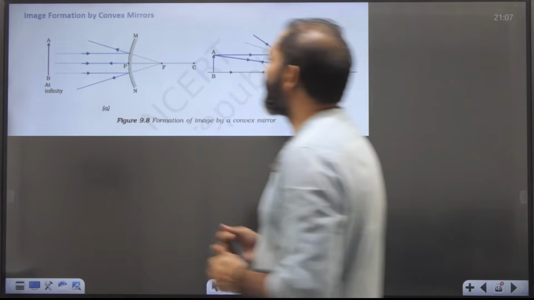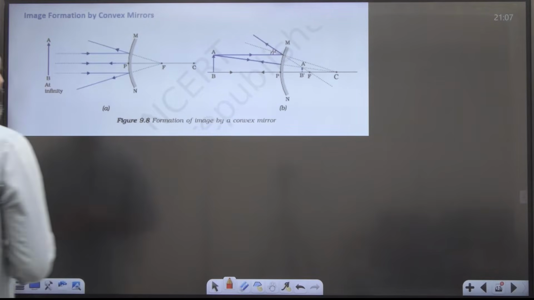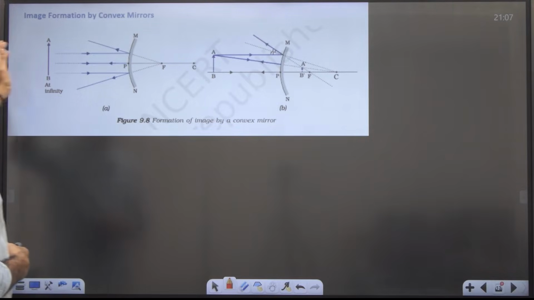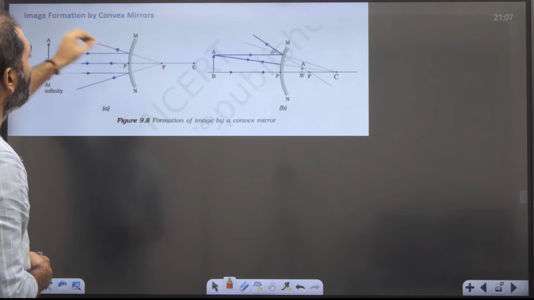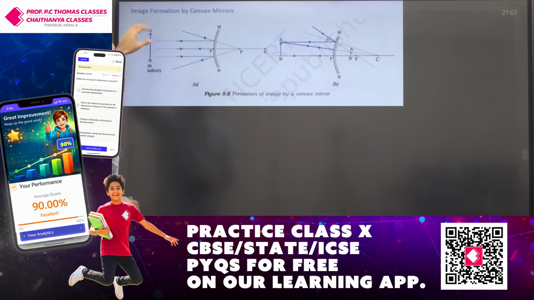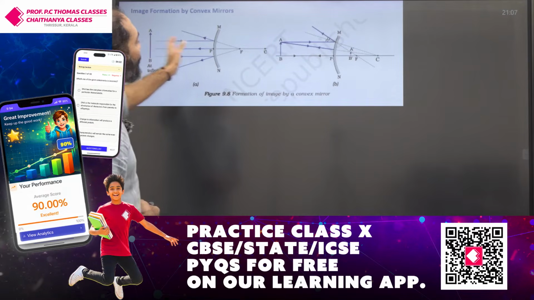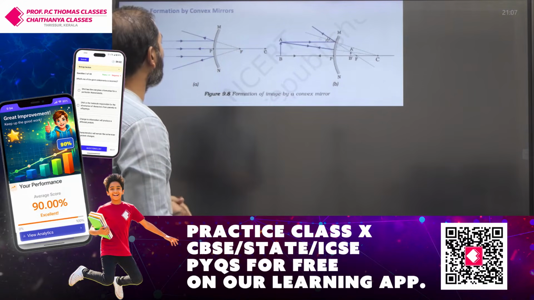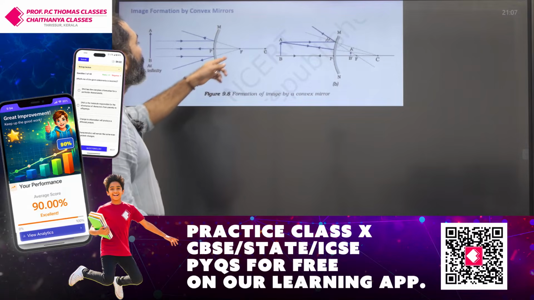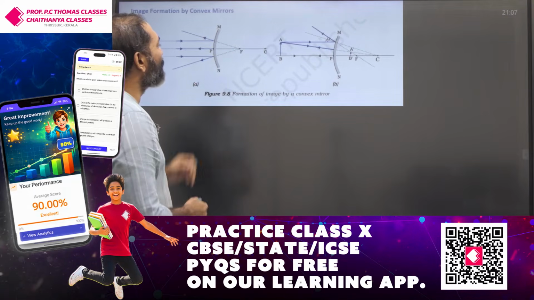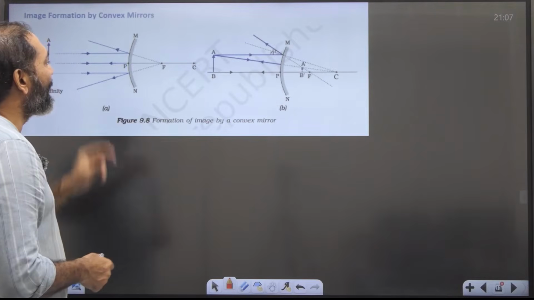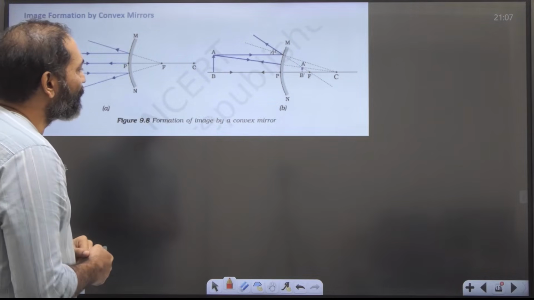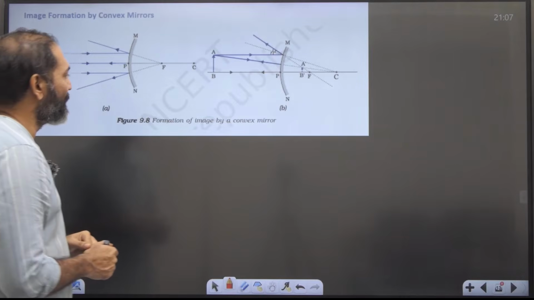Now, image formation by convex mirror. See, object is at infinity. So, light ray from object after reflection, it is moving away. But when you move this reflected ray backward, we can see they are diverging away from principal focus. So, what kind of an image is it forming? It is a point-sized image, highly diminished, virtual and erect.